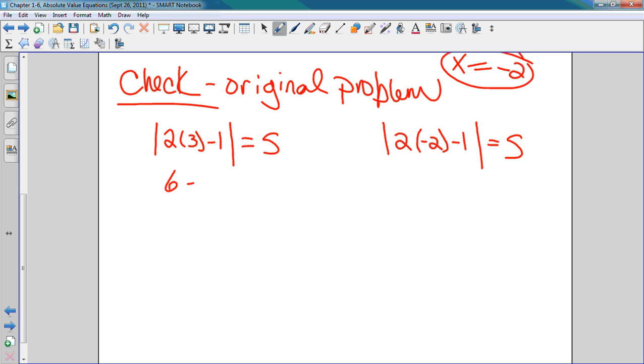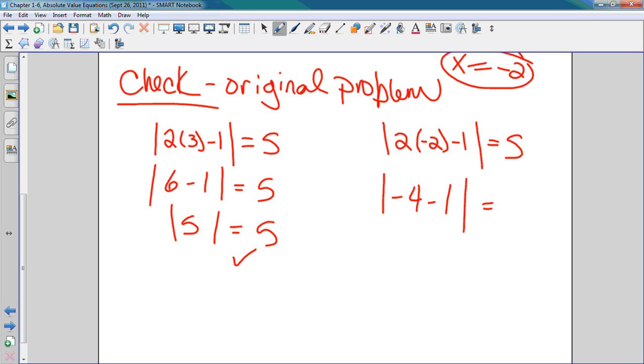So this would give me 6 minus 1. The absolute value of 6 minus 1 equals 5. So the absolute value of 5 is 5, so that one's good. This one I have negative 4 minus 1. The absolute value of negative 4 minus 1 equals 5. So I have the absolute value of negative 5 is 5. And yeah, that's right, 5 equals 5. That one works. So both of those answers work.